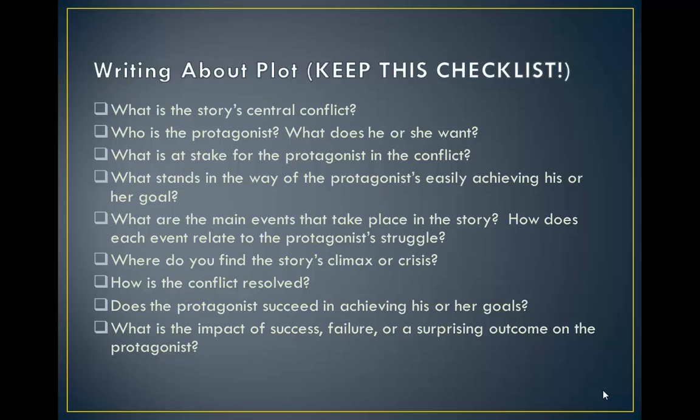What are the main events that take place in this story? How does each event relate to the protagonist's struggle? Where do you find the story's climax or crisis? Where's the big event that happens? How is the conflict resolved? And does the protagonist succeed in achieving his or her goals? What is the impact of the protagonist's success or their failure or the surprising outcome that occurs? What is the impact of that on the protagonist?